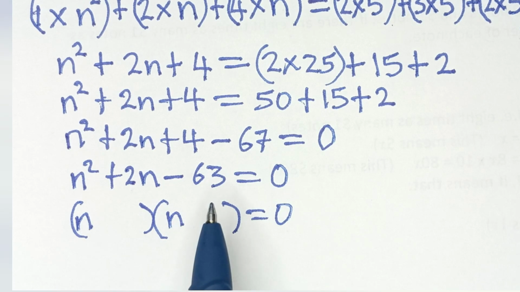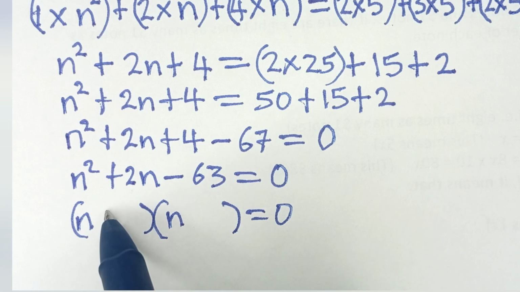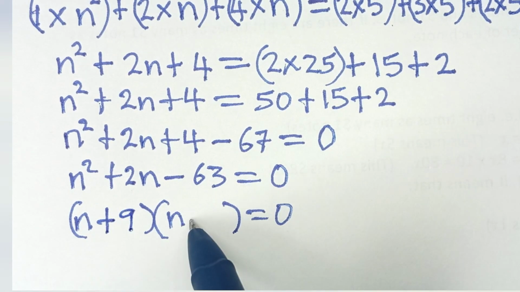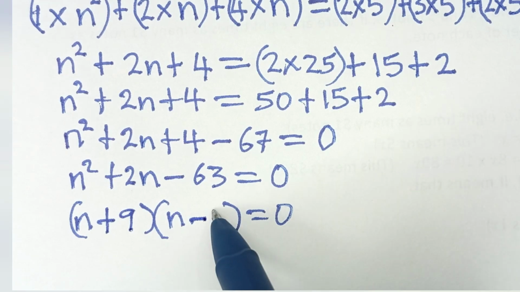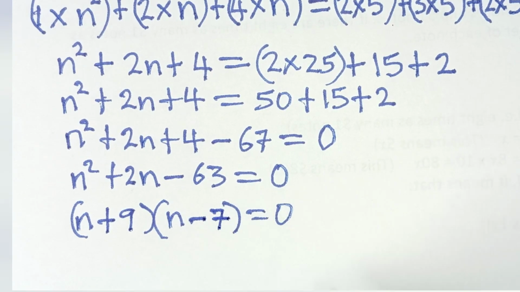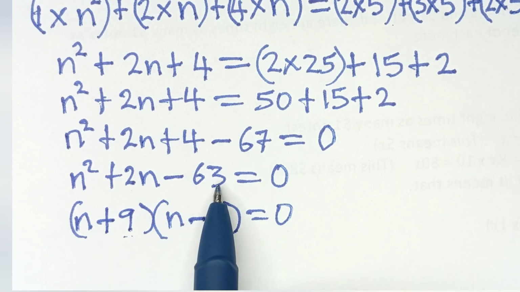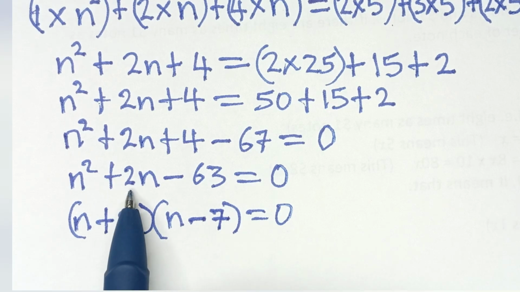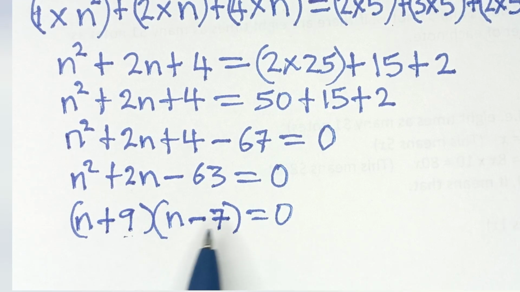So the two numbers that will multiply to give us 63 are 9 and 7. The 9 takes the positive sign, which is positive 9, and the 7, which is the smaller number, takes the negative sign. So positive 9 multiplied by negative 7 will give us negative 63, and then positive 9 added to negative 7 will give us positive 2. So we have factored this quadratic equation correctly.